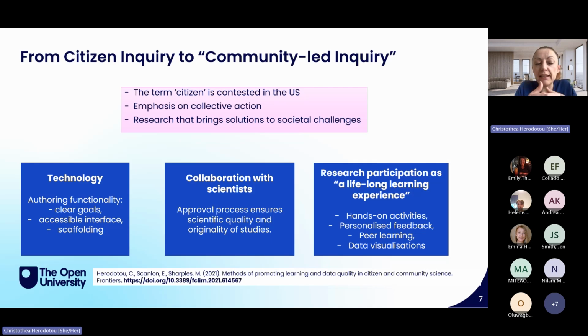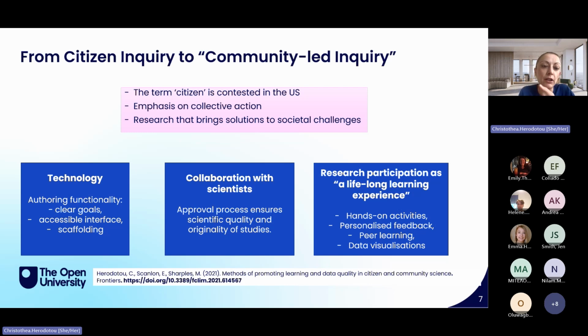Recently, we revised the concept of citizen inquiry. We felt that the term citizen may not be inclusive enough. So in one of the publications we had in 2021, we talk about community-led citizen inquiry. And the reason was that the term citizen is a bit contested in the US. So there are requirements for someone to be a citizen in the US. Also, we wanted to put emphasis on collective action and on communities. And also we wanted to encourage research that can bring solutions to problems that people are facing within their communities.